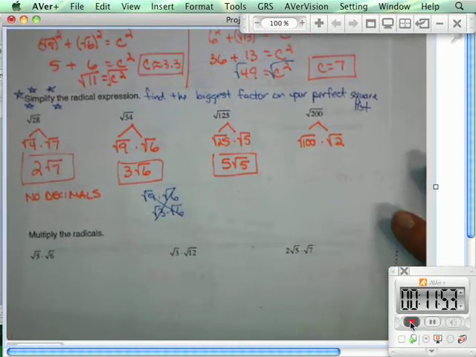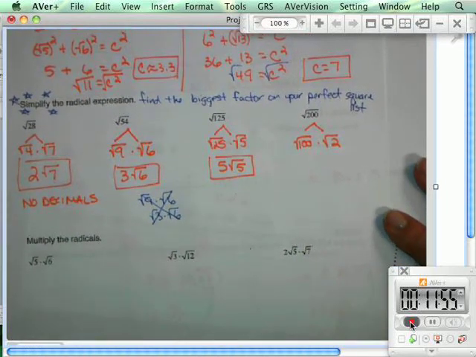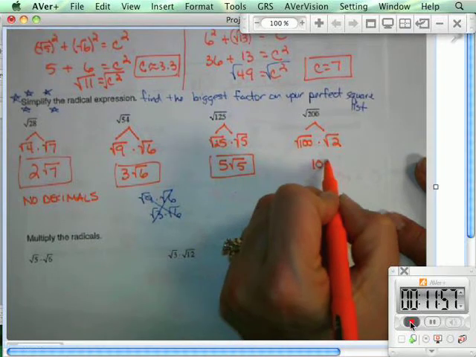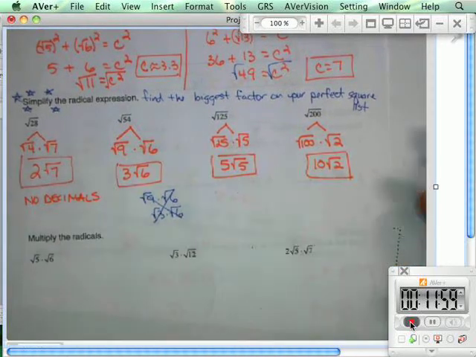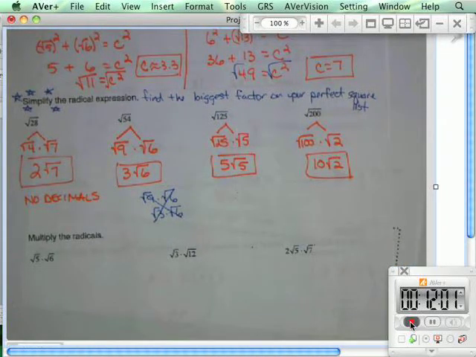Break that 100 out. What's the square root of 100? There you go. Okay? So you're going to be doing that as well.